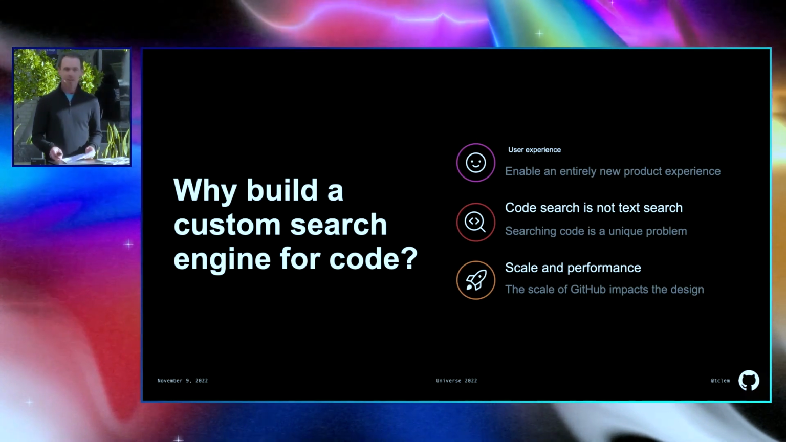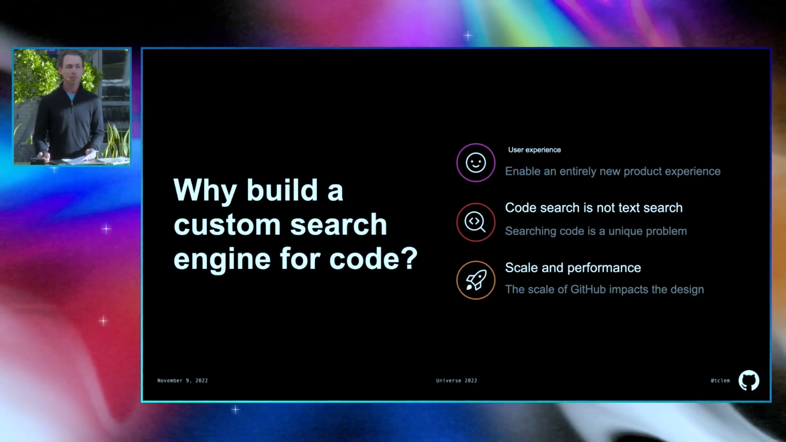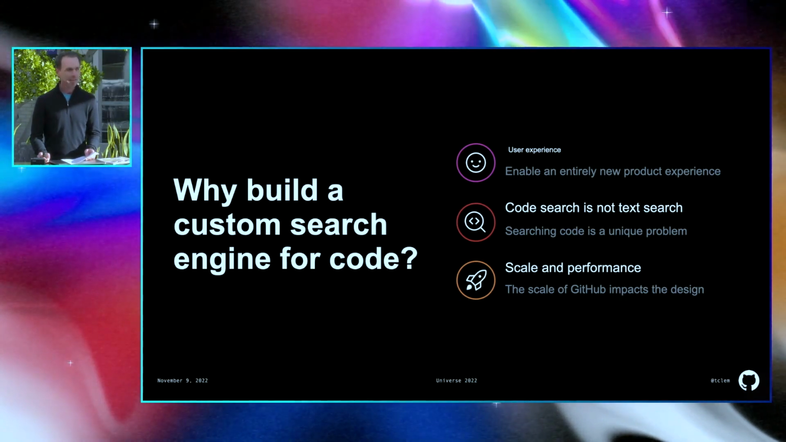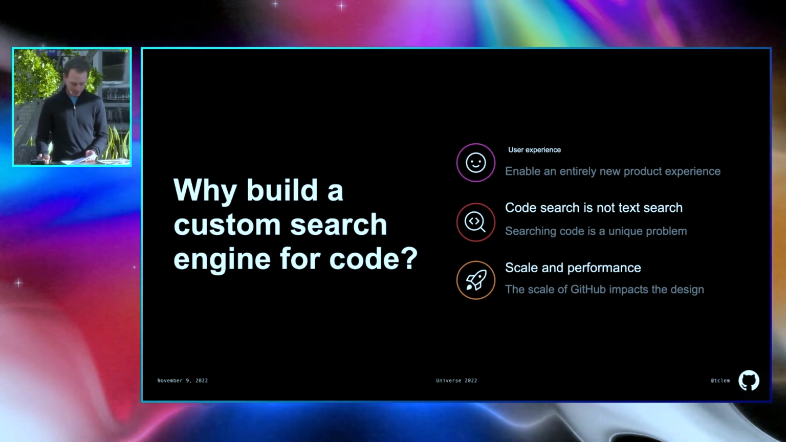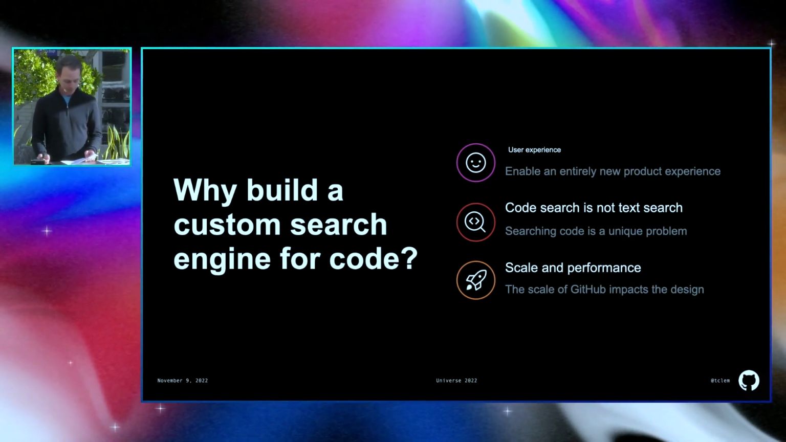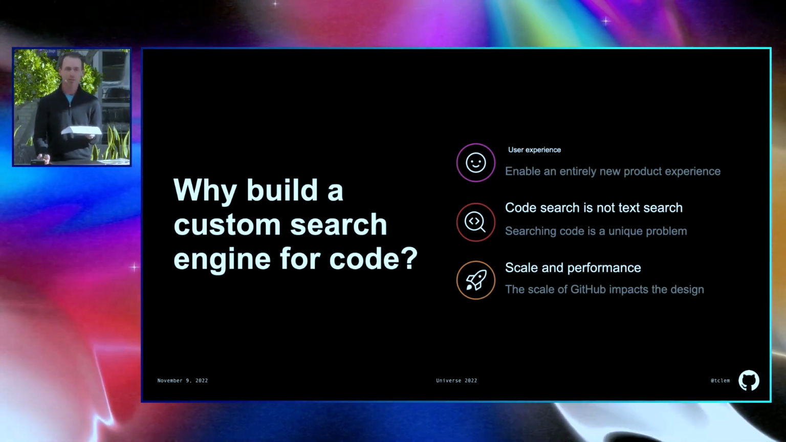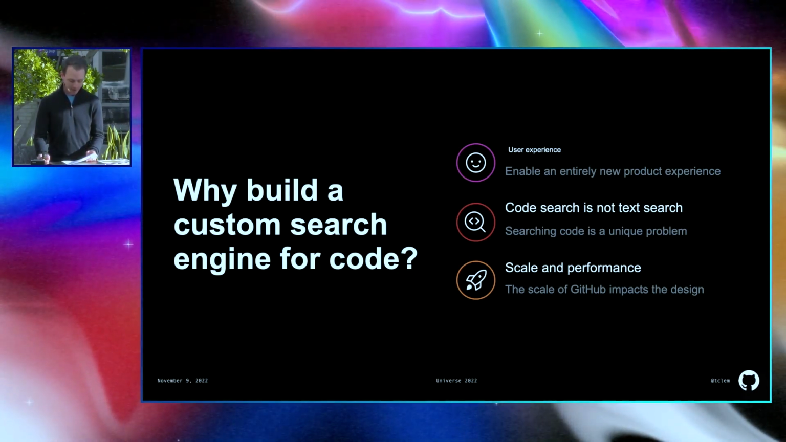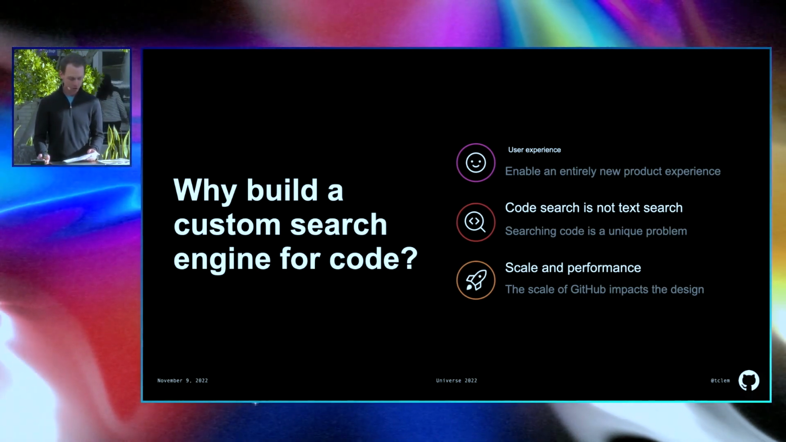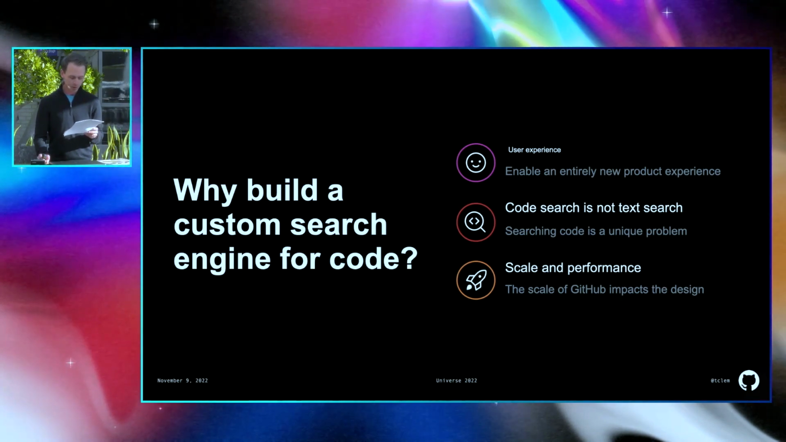Number one, we want to enable an entirely new user experience. That's about being able to ask questions of code and get answers through iteratively searching, browsing, navigating, and reading that code. We understand that code search is uniquely different from general text search. Code is already designed to be understood by machines, and we should be able to take advantage of that structure and relevance. In addition, searching code has unique requirements.